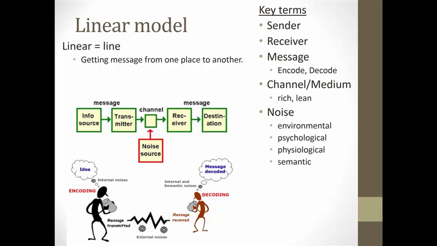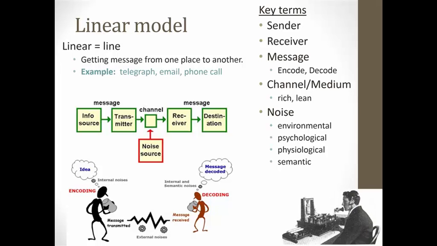So, linear model. Take a look again at the key terms: the sender, the receiver, message, channel, noise, and then the more detailed aspects of those, because we're just going to keep building on these concepts. So we're going to move on to the interactive model. Before we do, some examples of the linear model are the telegraph, email, a phone call, right? So I have a picture of the telegraph for you. For all of these models, try and come up with an example and make note of it to try and remember how these work and how they think about communication differently.